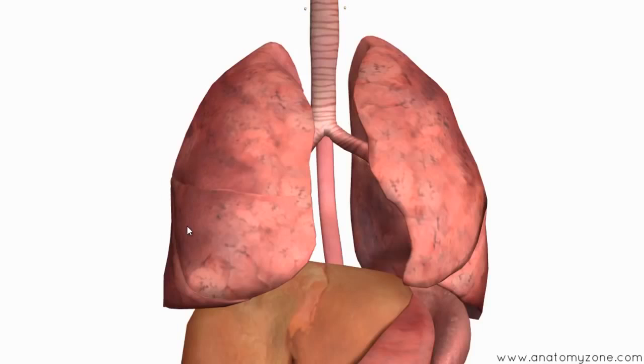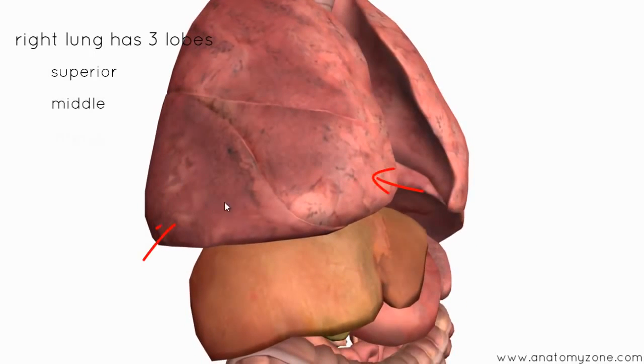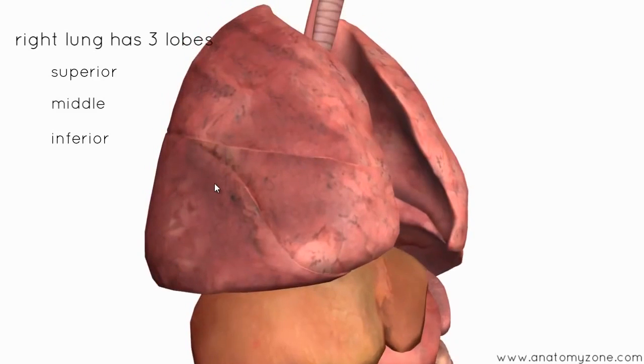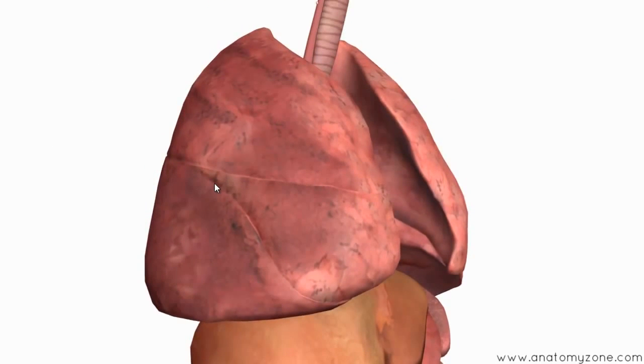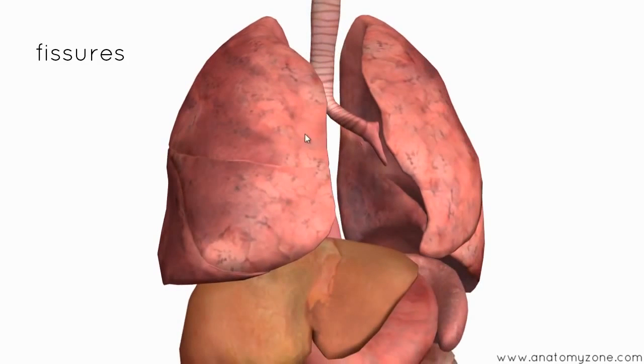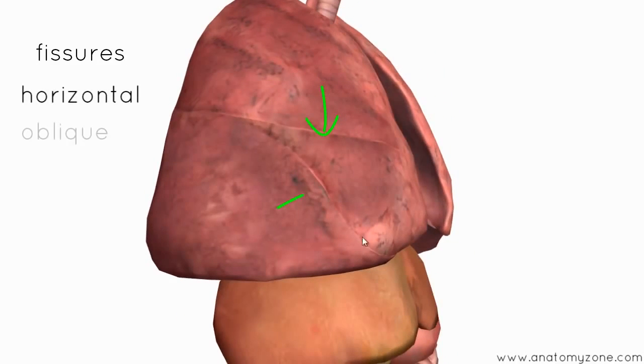So the right lung, which is this lung here, has 3 lobes. You've got a superior lobe, a middle lobe, and an inferior lobe. And these lobes are separated by fissures. So on the right lung you've got a fissure which separates the superior and middle lobes, and this is called the horizontal fissure. And you've also got an oblique fissure because it runs obliquely, and this separates the middle from the inferior lobes, and also the superior and inferior lobe at the back.